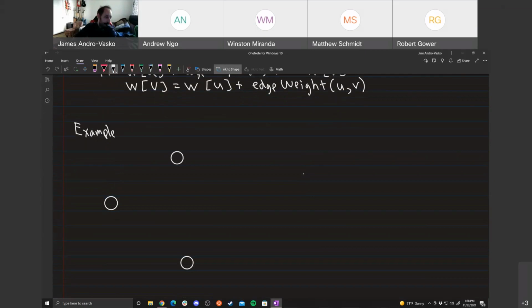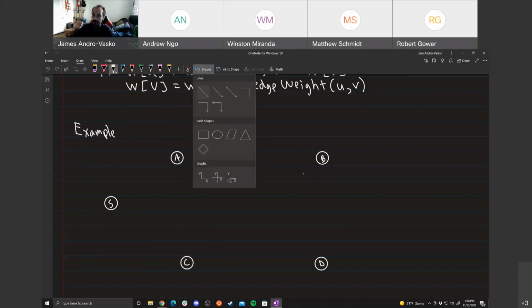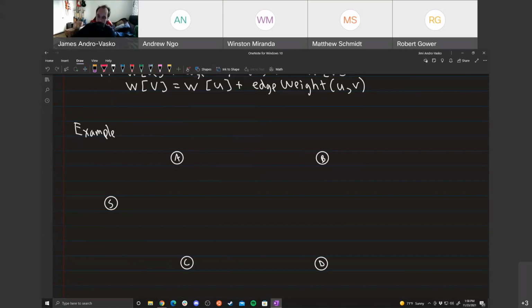So we have the following graph over here. We have 2 more nodes. I'm going to have them as, this will be S, this will be A. We're going to have B. We're going to have C and D, like that. And then, of course, I'm going to add in these lines. So let's go ahead and add these in.